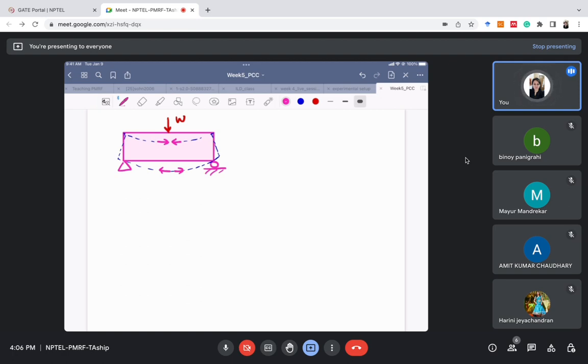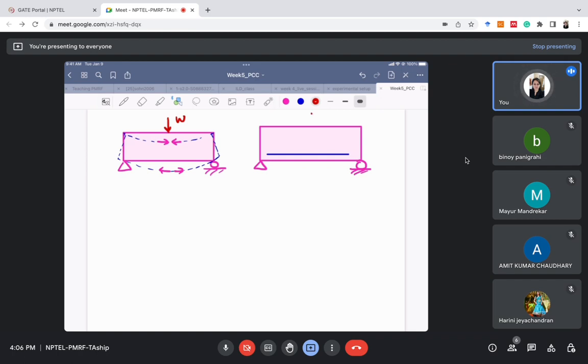To counter this, we provide reinforcement. That is the basic concept of reinforced concrete design. Why do we provide the reinforcement? The first purpose is to take the tensile stresses in a concrete beam, and the second purpose is to provide ductility to the beam. Now we'll provide this reinforcement here. So we are providing this kind of reinforcement.